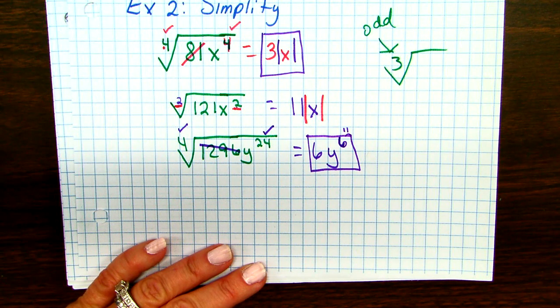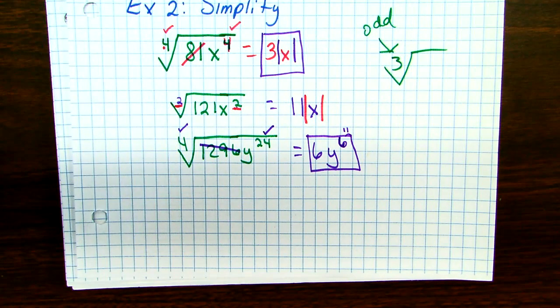Even, even, odd. And if there's lots of letters, you have to check every letter. Even, even, odd, odd, okay? So one more thing before we go to the homework. The only time you have to do this is, actually, oh wait, let's just say we will.